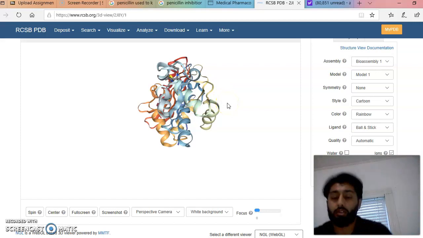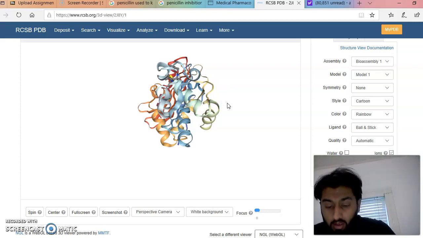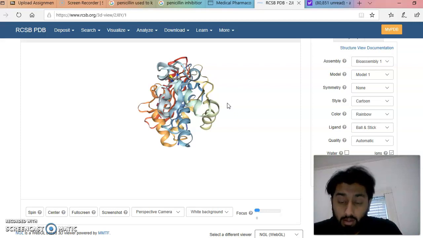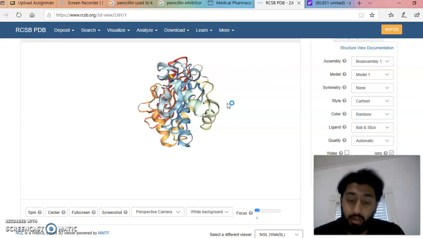Okay, next we're going to start discussing penicillin. Penicillin is an antibiotic that is used to treat and cure bacterial infections. It acts as an inhibitor and binds to the active site of the bacterial enzyme. This enzyme is used by the bacteria to synthesize its cell walls, and then the penicillin binds to the active site of the bacterial enzyme. The enzyme loses its activity, which affects the formation of the bacterial cell wall and the survival of the bacteria itself.